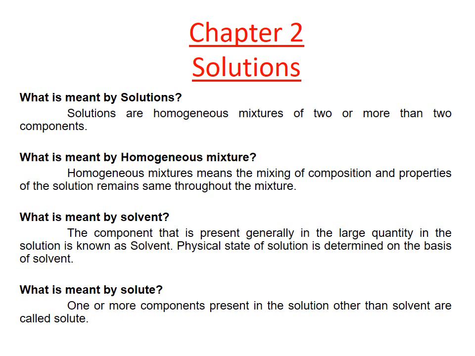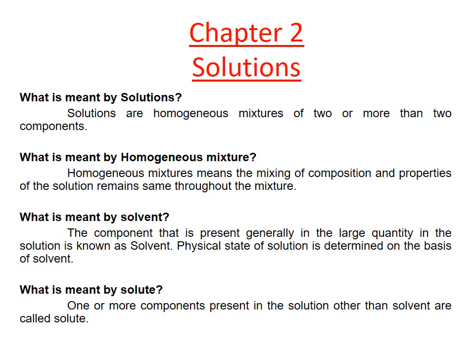The first term: what is meant by solutions? Solutions are homogeneous mixtures of two or more components. Solutions are made up of solute and solvent, which are completely mixed in one another with equal distribution. The second term, homogeneous mixture. Homogeneous mixture means the composition and properties of the solution remain the same throughout the mixture.